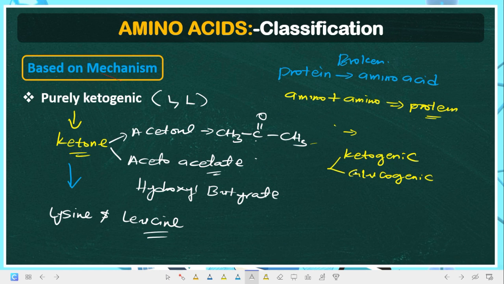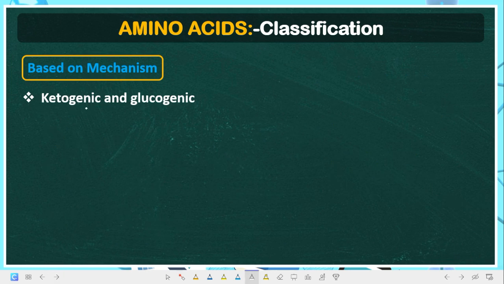So based on metabolism, or based on mechanism, they are classified as ketogenic, glucogenic, or a combination of both ketogenic and glucogenic. So let's continue. The next one is ketogenic and glucogenic. All these ones form ketone bodies when broken down, and they also form glucose. The ones that form glucose are said to be glucogenic. That is, if the amino acids are broken down, they form glucose to release energy.